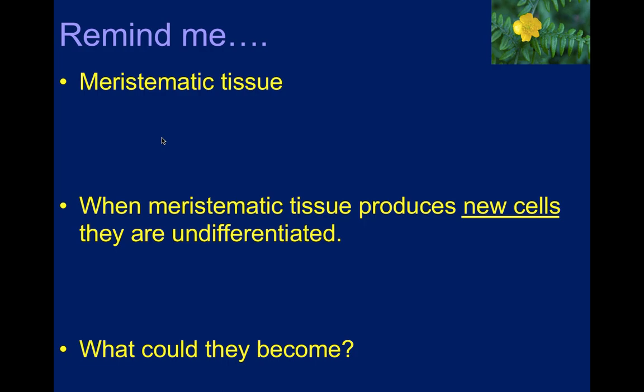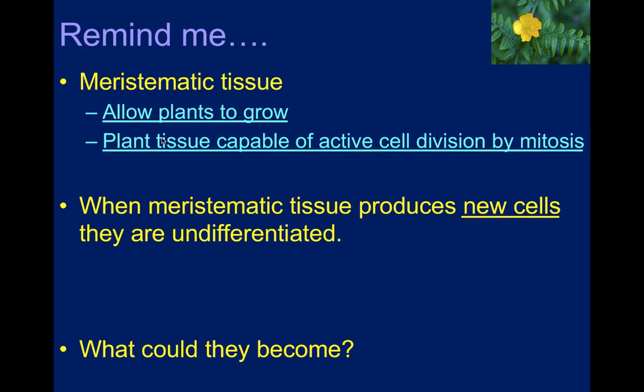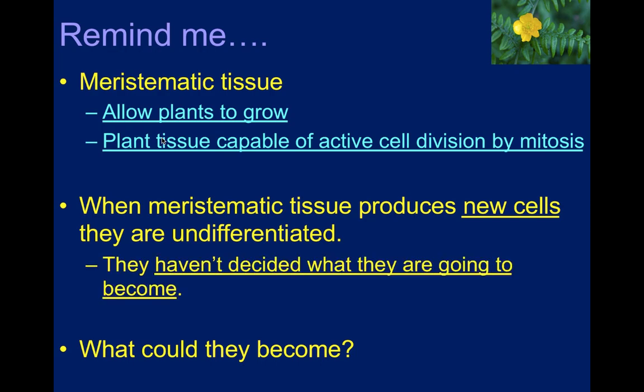So meristematic tissue, what are you saying in your head? Meristems do mitosis, and this is where your plant is actively growing. When meristems produce new cells, they are what are called undifferentiated. That means they haven't decided what they're going to become. So that's our zone of differentiation, where they became what things?